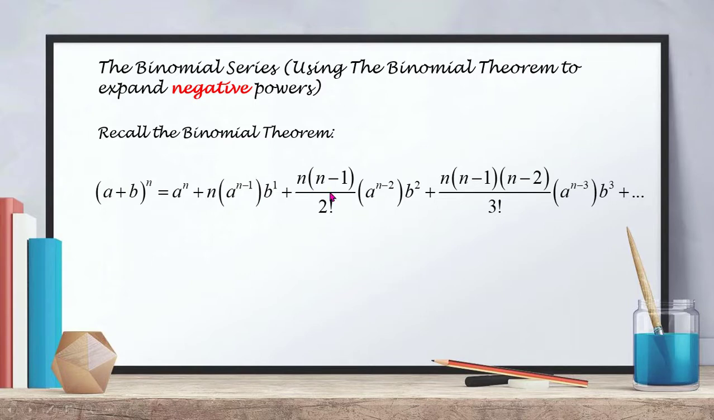Then when we go to the third term, we've got n, n minus 1, and in brackets we multiply it with n(n-1) divided by 2 factorial. The power on a reduces by another 1, so it becomes n minus 2, and the power on b increases by 1, from 1 to 2, and so on and so forth.